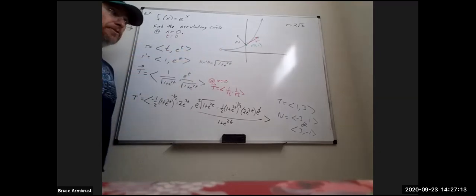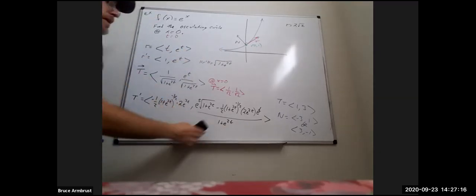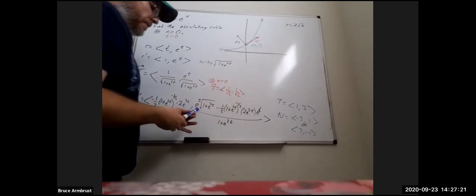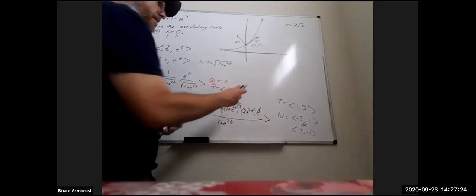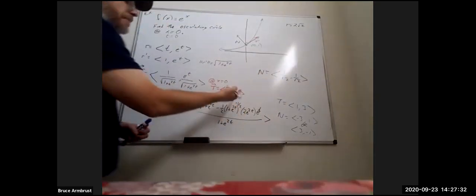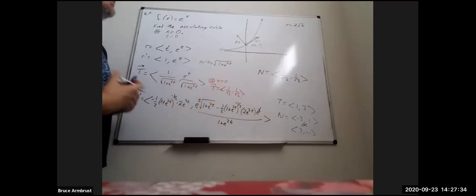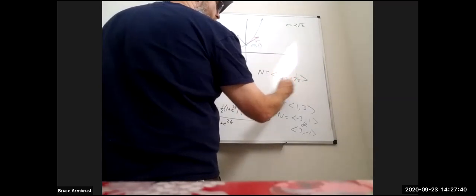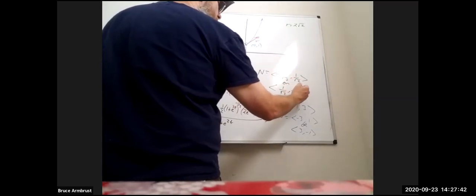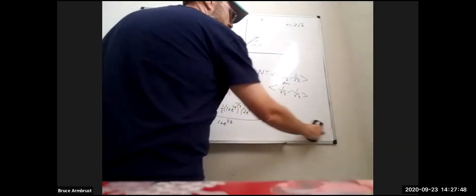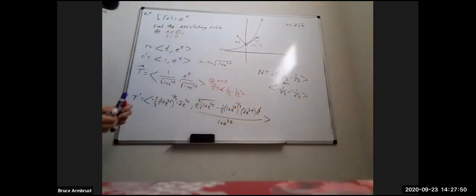Let's look at our specific one with e to the x. So we had found that t was 1 over root 2, 1 over root 2. So if I want my n, I'm going to swap those. Okay, well, since they're the same number, I swap them. I'm going to make one of them negative. So the options are the first one or the second one. So my n vector is going to be one of those two.